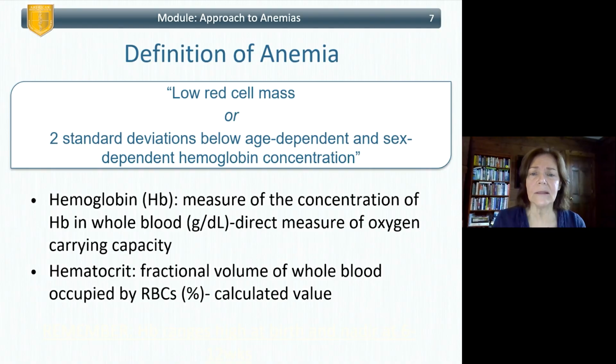Hemoglobin is a direct measure of oxygen carrying capacity. It measures the concentration of hemoglobin in whole blood, whereas the hematocrit is a calculated value, so is not as accurate as hemoglobin. So in hematology, we like to refer to hemoglobin as our measurement of red blood cells.